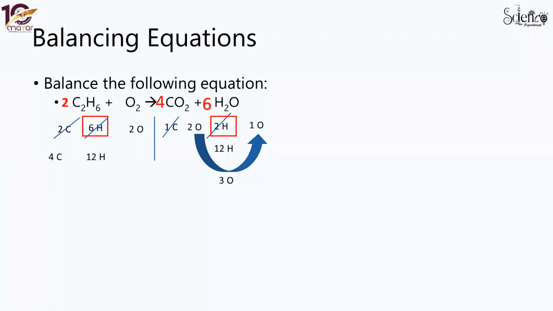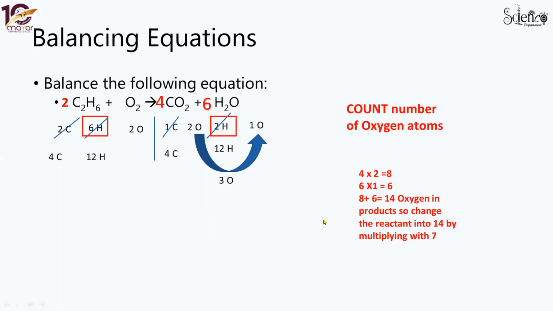Now what is left is oxygen. Let's calculate again the number of oxygen in products. 4 times 2 equals 8. 6 times 1, it's 6 oxygen atoms. So the total of oxygen atoms in product is 14. So I want also in reactant to have 14 oxygen. Now it's easy to do. I already have 2, so I'm going to multiply it with 7. So it's going to be 14 oxygen in reactant and in product.